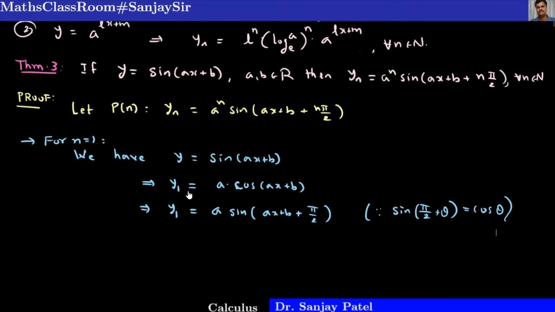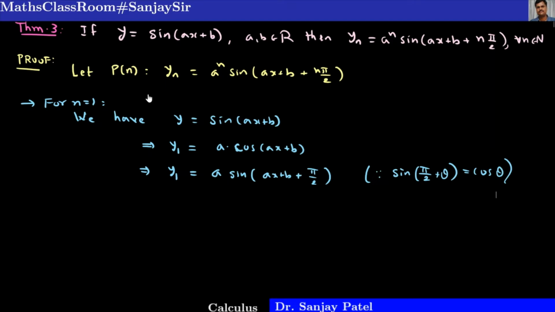This is nothing but our P1. See, for n equal to 1, we are getting the same thing we require in this statement. Putting n equal to 1, we get y1 is equal to a raised to 1 sine of ax plus b plus 1 into pi by 2, that is pi by 2. So the conclusion is, therefore, P of 1 is true.